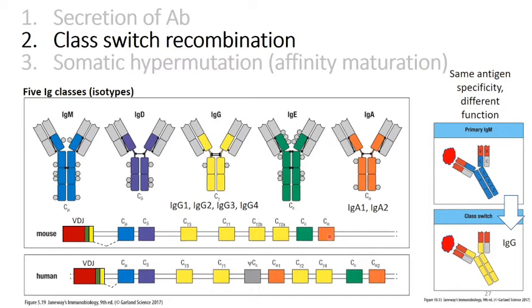So by a process of rearrangement, very similar to the process that generated the variable domain in the first place, you can get that variable domain alongside a different constant domain, and that changes the class or the isotype of the antibody. The important thing to remember is that the antigen specificity remains exactly the same. All we've done is change the constant domains. So you can switch from IgM to IgG, for example. It'll have the same exact antigen specificity, but it will now be functionally different because it has a different Fc domain.